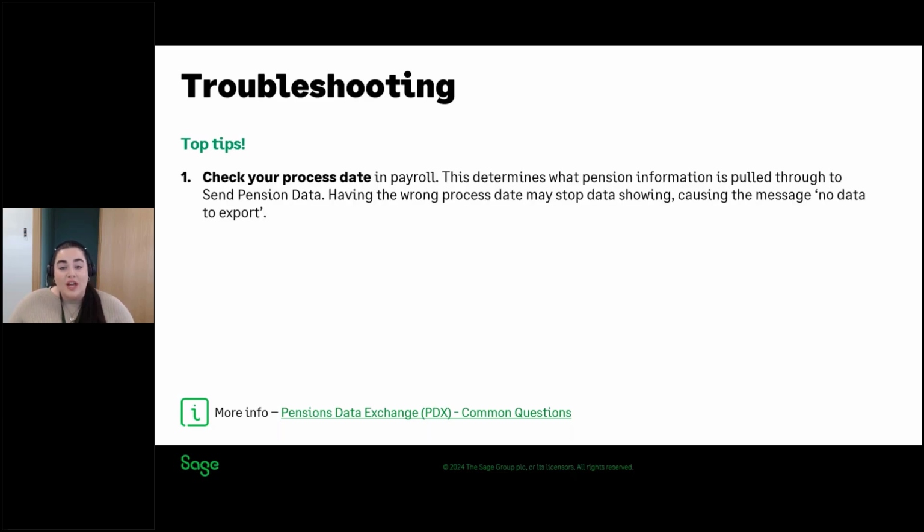First one is going to be to check your process date. So Duncan's mentioned this, but the process date is what determines the information that's pulled through to send pension data. So for example, if your process date in payroll is back in August, but you're trying to submit September's pension data, you would need to make sure that your process date is also set to September, otherwise it's not going to pull through that data just yet. So process date, top tip number 1.